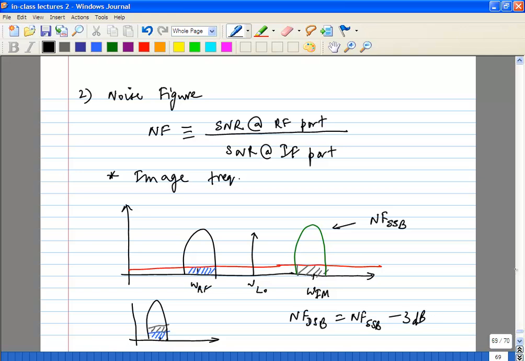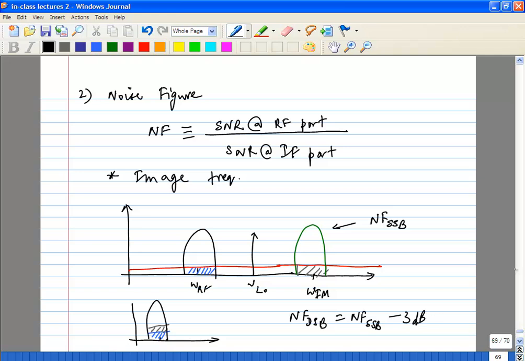What is the SNR at the input? You have some SNR at the input. What is the SNR at the output if the mixer is completely noiseless? Same as the SNR at the input. Why? You're going to get signal from RF to IF here, signal from RF to IF here. Same thing for the noise. So the SNR at the output is the same as the SNR at the input. So the noise figure is 0 dB.